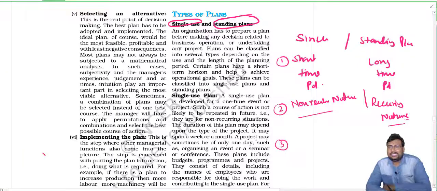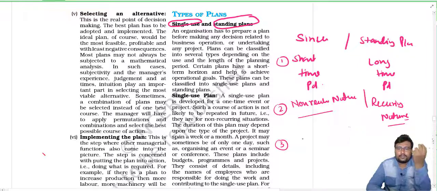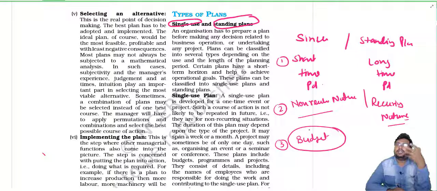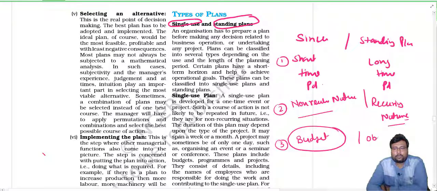Number 3, remember this: a single use plan is meant for a specific project or specific work, like a budget. As an example, a budget will change every year. Every year the budget will be different, so it is for a specific period of time, one year. For that we make a single use plan. And a standing plan is what? Like an objective. An objective will be a long-time procedure, so a standing plan will be made for that.